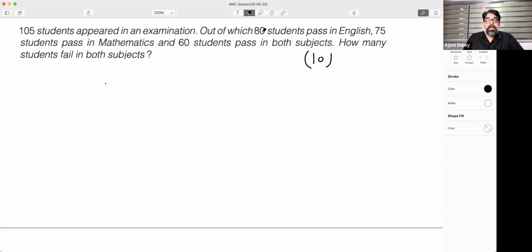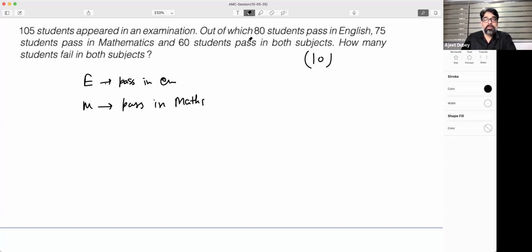Out of 80 students who pass in English. Suppose I'm just solving, check it here. Let E represent those who pass in English, and M I'm taking as those who pass in mathematics. So those students who pass in English or mathematics at least, either in English or in mathematics or both.